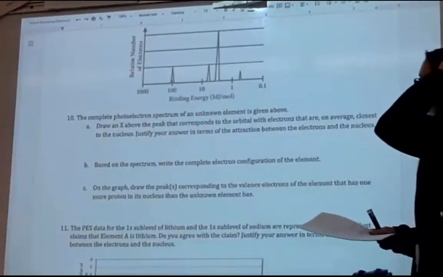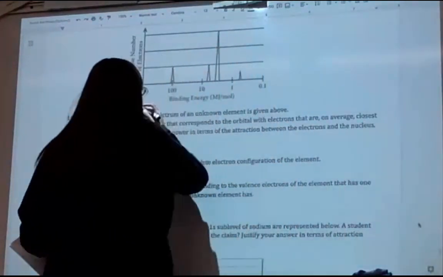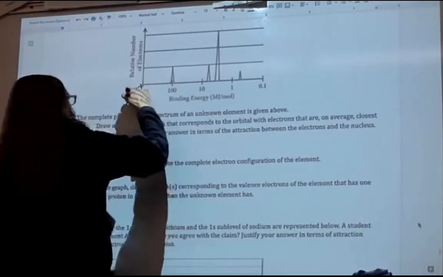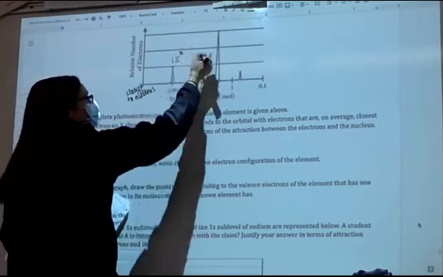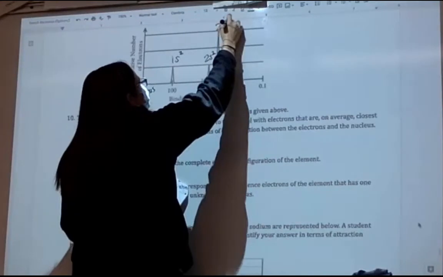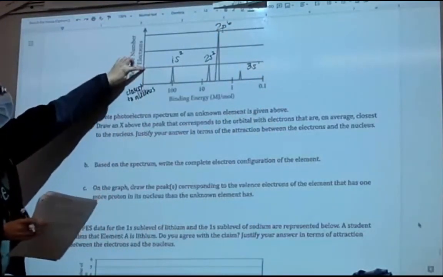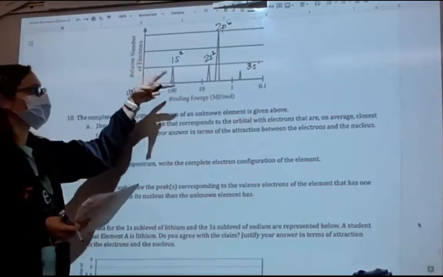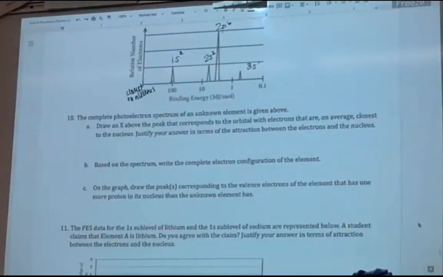So it tells us that the complete photoelectron spectrum of an unknown element is given above. So here's my energy. Here's closest to the nucleus because it's highest in energy, so that's 1s. So now I want you to focus on these lines. See how each line doesn't represent 1 electron. Each line in this case actually represents 2. So here's our configuration. So we'll go ahead and go through number 10.